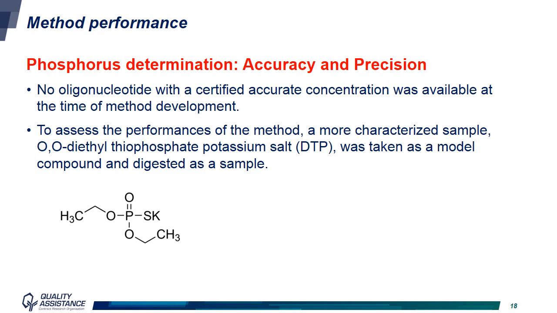Let's speak about method performance. First, for the phosphorus determination, we have been looking for an oligonucleotide with a certified accurate concentration, but it was not available at the time of method development. The accurate concentration of an oligonucleotide remains a big problem. So to assess the performances of the method, a more characterized sample, DTP, was taken as a model compound and digested as a sample. So this is a molecule containing phosphorus and sulfur in a known ratio.